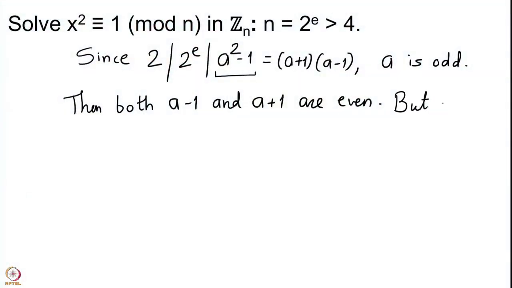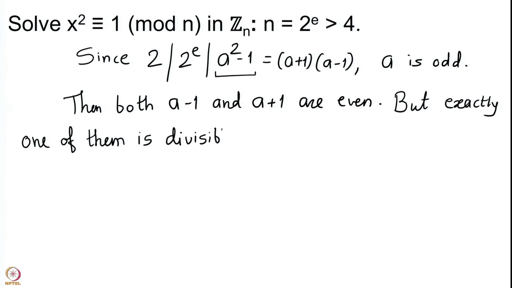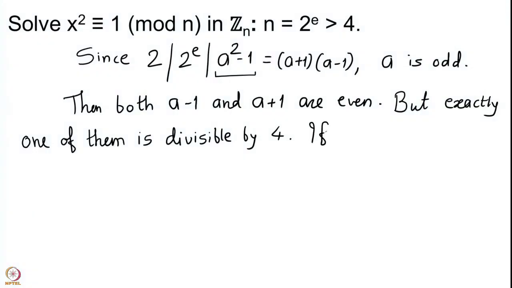But exactly one of them is divisible by 4. Both cannot be divisible by 4, because then 4 will have to divide the difference, which is 2. So exactly one of them is divisible by 4. If you assume that 4 divides a plus 1, then a plus 1 is 0 mod 4, and therefore a minus 1 is 2 mod 4.